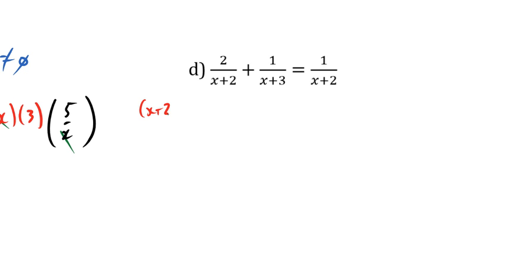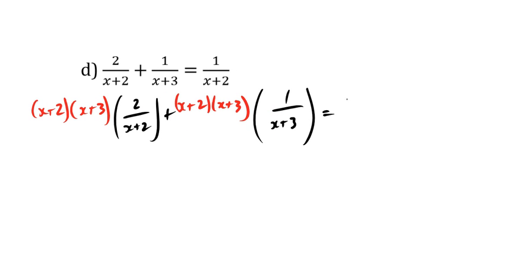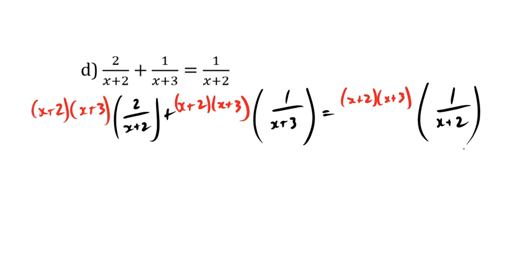So (x + 2)(x + 3) times 2 over x + 2, plus (x + 2)(x + 3) times 1 over x + 3, equals (x + 2)(x + 3) times 1 over x + 2.